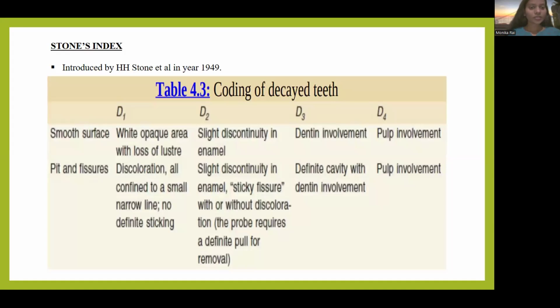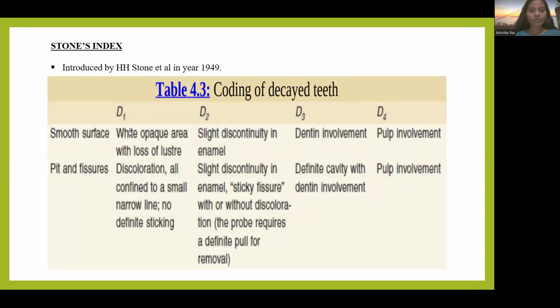Now the next one is Stone's index, given by H. Stone in the year 1949. It is for decayed teeth, and it has D1, D2, D3, D4. It mainly calculates the decay of the tooth, in which we have smooth surface and pit and fissure.